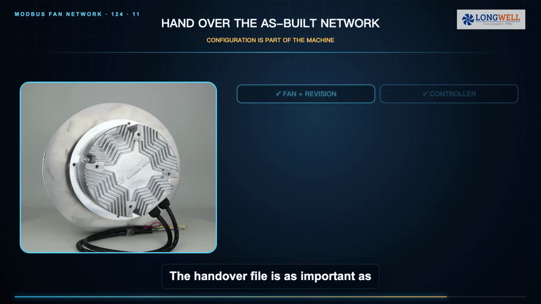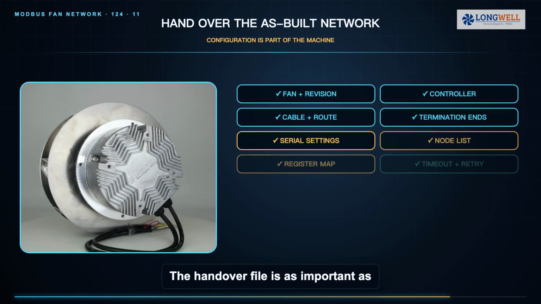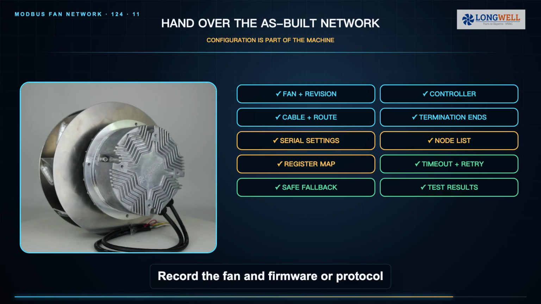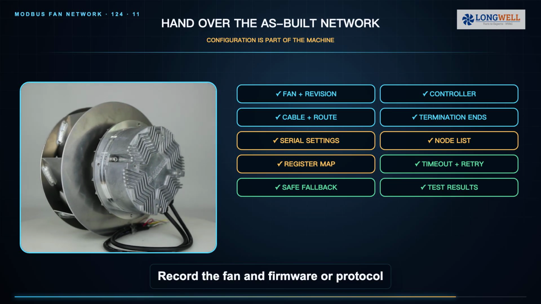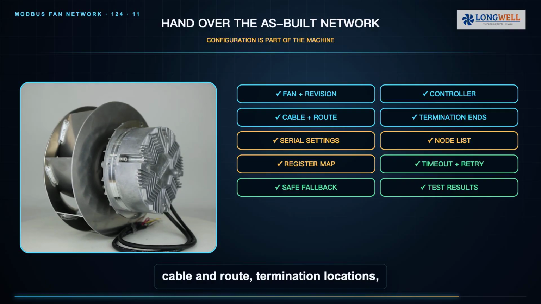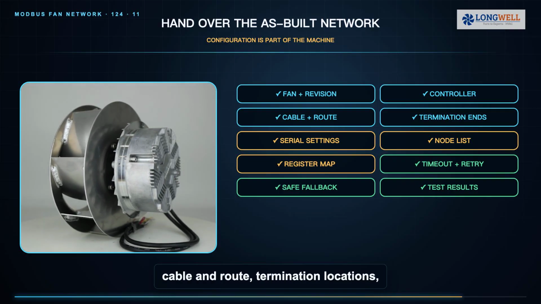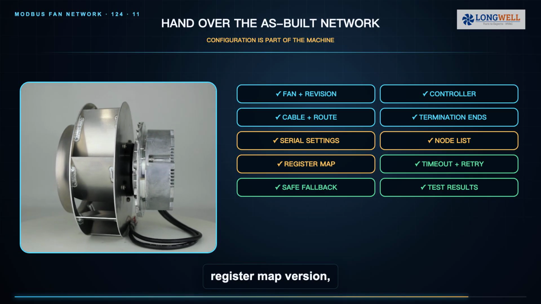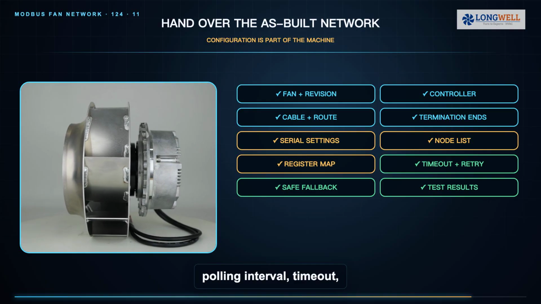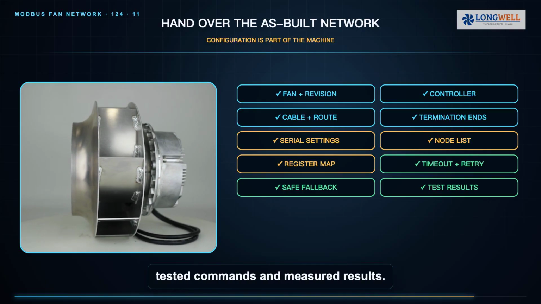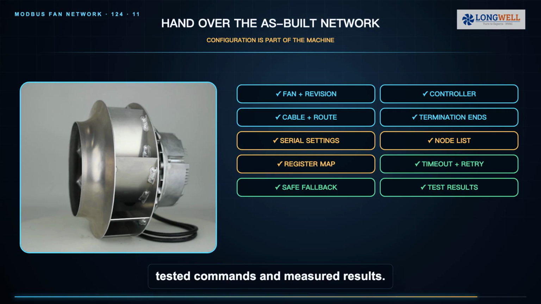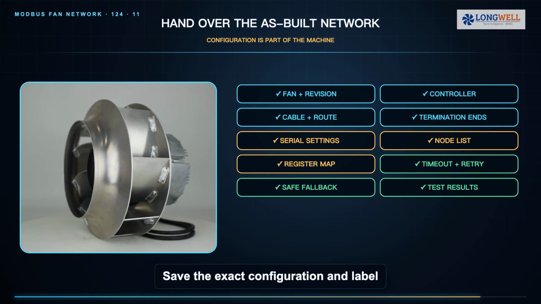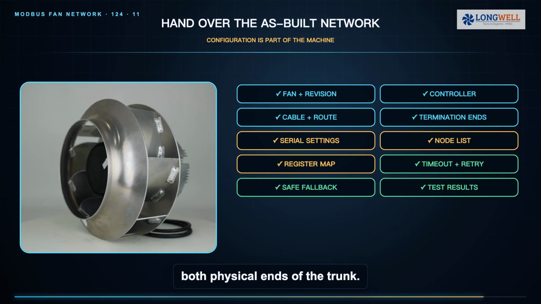A handover file is as important as the working demo. Record the fan and firmware or protocol revision, controller and transceiver, cable and route, termination locations, shield and grounding design, serial settings, node list, register map version, polling interval, timeout, retry policy, safe fallback, tested commands and measured results. Save the exact configuration and label both physical ends of the trunk.